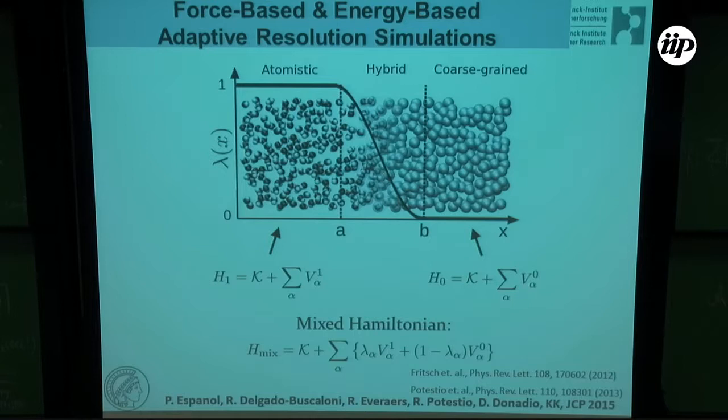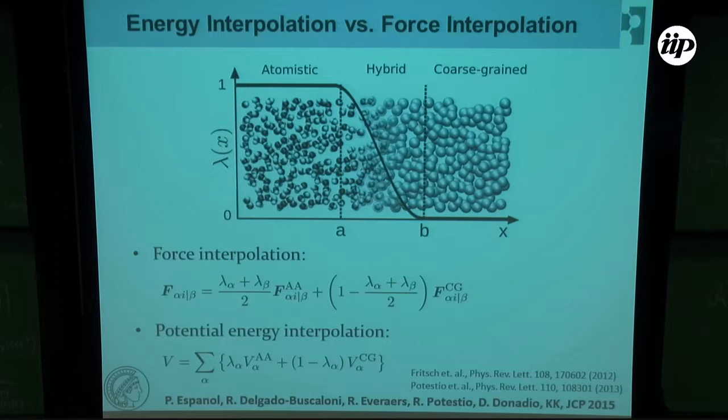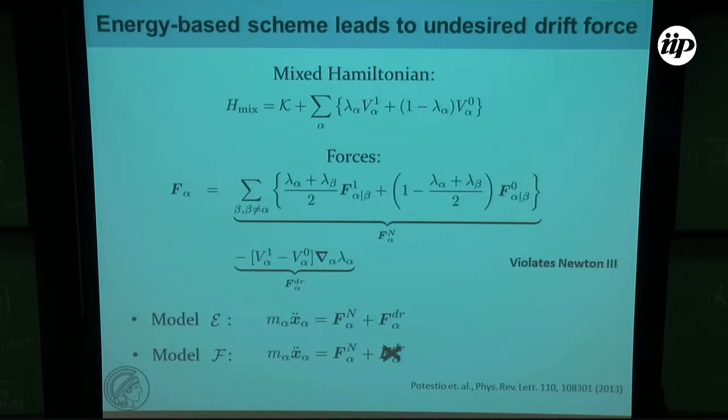When you write it like this, you have a potential energy like this, and of course you can adopt the force interpolation as I had before, and then it simply looks like this. Instead of a product, you have simply the sum here, but the outcome is the same. Now you can write this down in a unified scheme so that you have a Hamiltonian, and then you have the forces coming from that Hamiltonian for the force interpolation, and then you have this term similar to what we had before. I can define a model E, epsilon, for the energy interpolation, and a model F for the force interpolation, and see how they relate to each other.